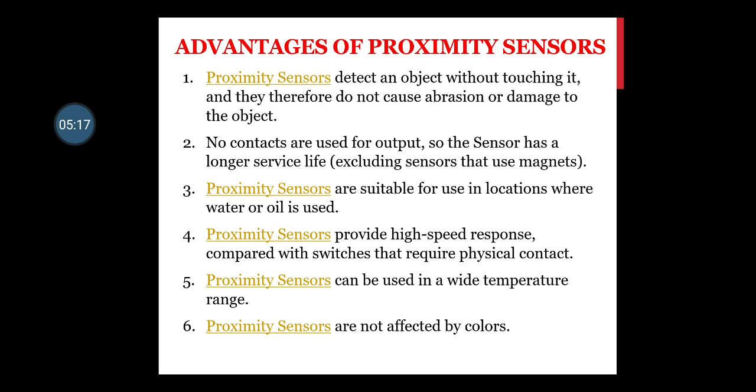They are suitable in locations where water or oil is used, because otherwise it is very difficult for humans to reach there. Proximity sensors provide high speed response compared with switches that require physical contact. Proximity sensors can be used in a wide temperature range. Proximity sensors are also not affected by colors.